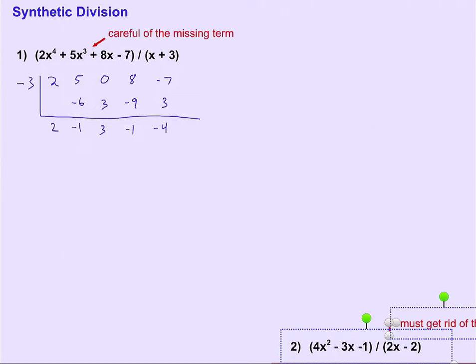Well, we're going to run into a problem with that number in just a second. Remember, this was x to the 4th. So when I do the little division, it's now going to be x cubed. So that's 2x cubed minus 1x squared plus 3x minus 1. And I still have this minus 4, but I've got nothing to call it. There are no terms left. Well, this negative 4 is what we call the remainder.